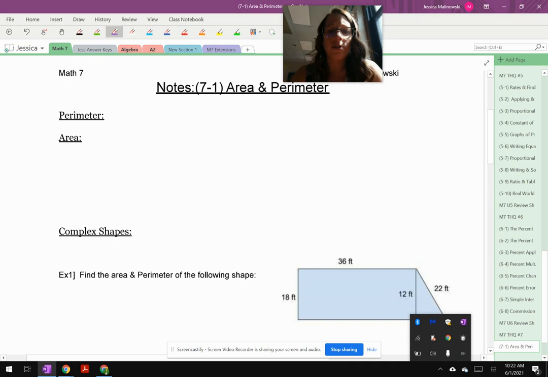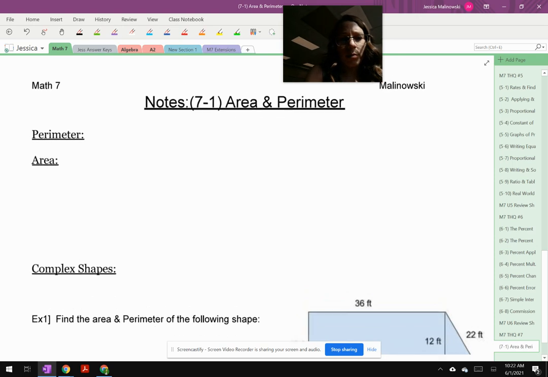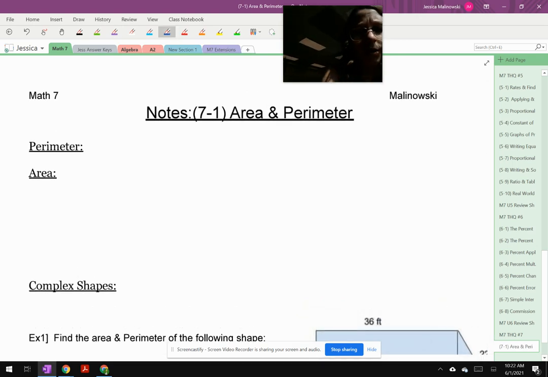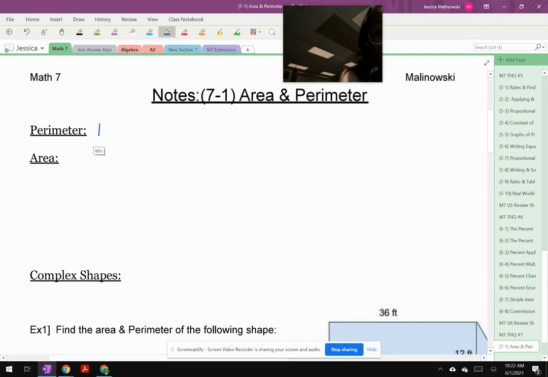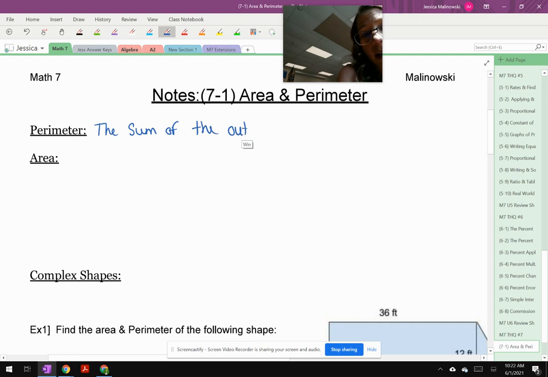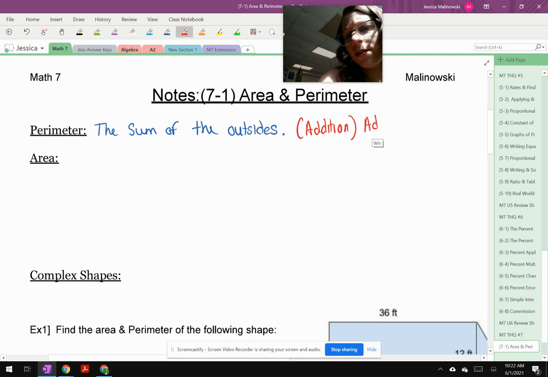Okay, so here are the notes for Unit 7, Lesson 1, and this is on area and perimeter. So remember, when you're talking about perimeter, perimeter is the sum of all the outsides. And when we say sum, we mean that we do addition. You're adding all the sides.